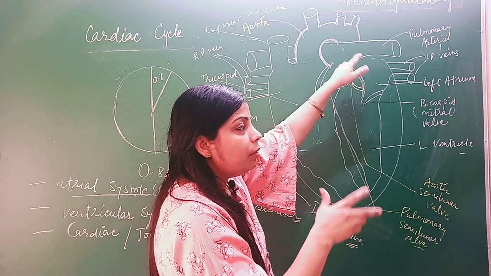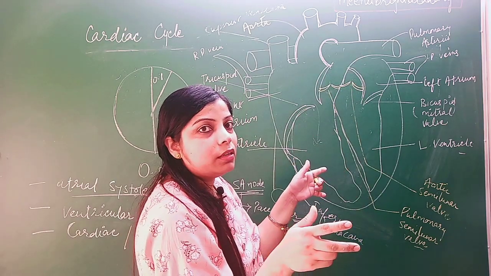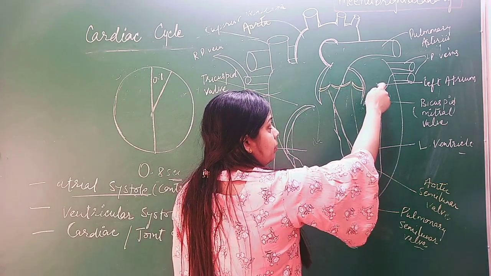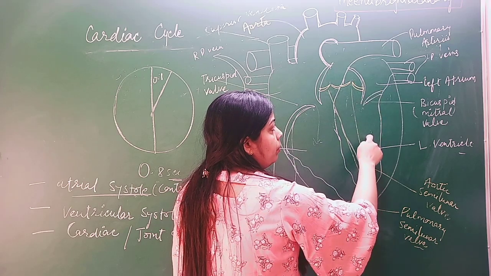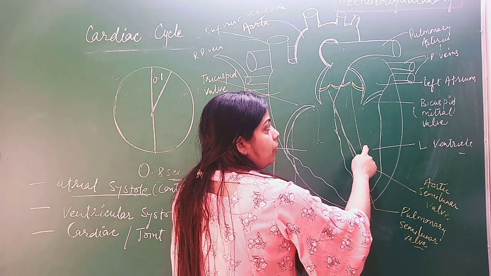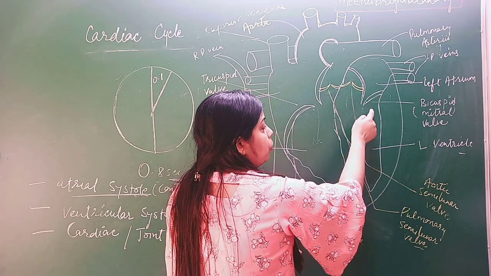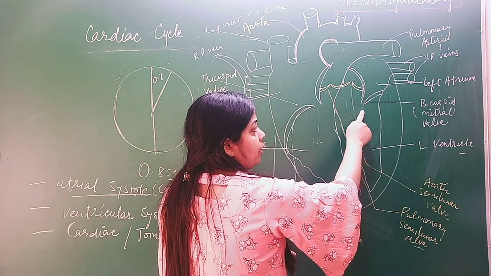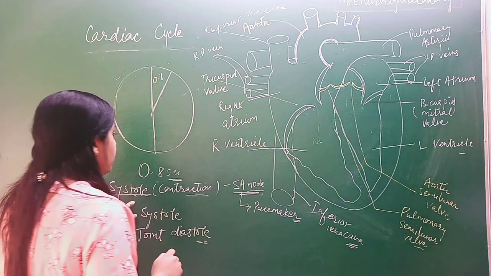Right atrium and left atrium both contract parallelly. So the left atrium also contracts and oxygenated blood is transferred to the left ventricle, and both the AV valves are open here due to the contraction of atrial systole.